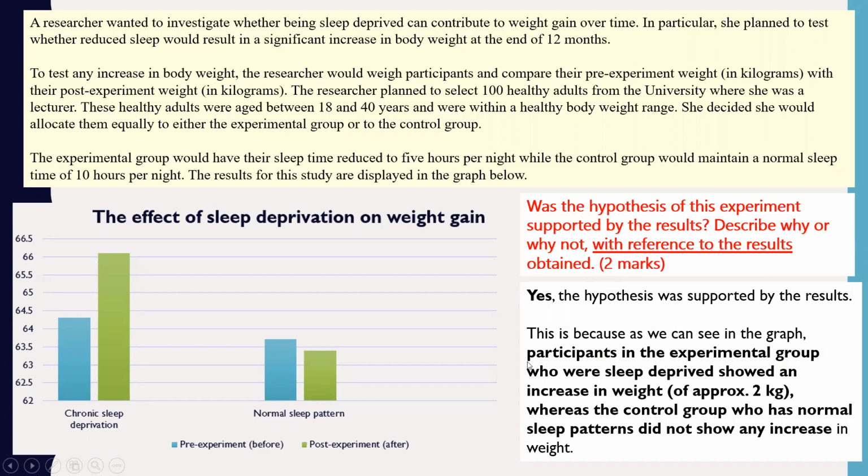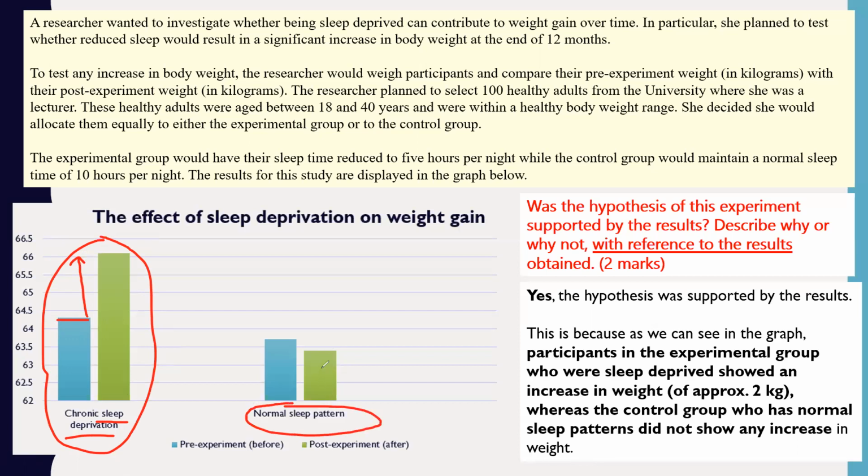Okay, so we're saying that this is because, as we can see in the graph, participants in the experimental group, which is this group here, okay, this is our experimental group because they're the ones that are being sleep deprived. So participants in the experimental group who were sleep deprived showed an increase in weight. We said that increase was about 2 kilos when we looked at the y-axis there and the number of kilos gained. So the average increase was about 2 kilos there. Whereas the control group, who has normal sleep patterns, which is this group here, they didn't experience any increase in weight. In fact, they showed a slight decrease in weight, a very slight decrease, but still no increase in weight there.